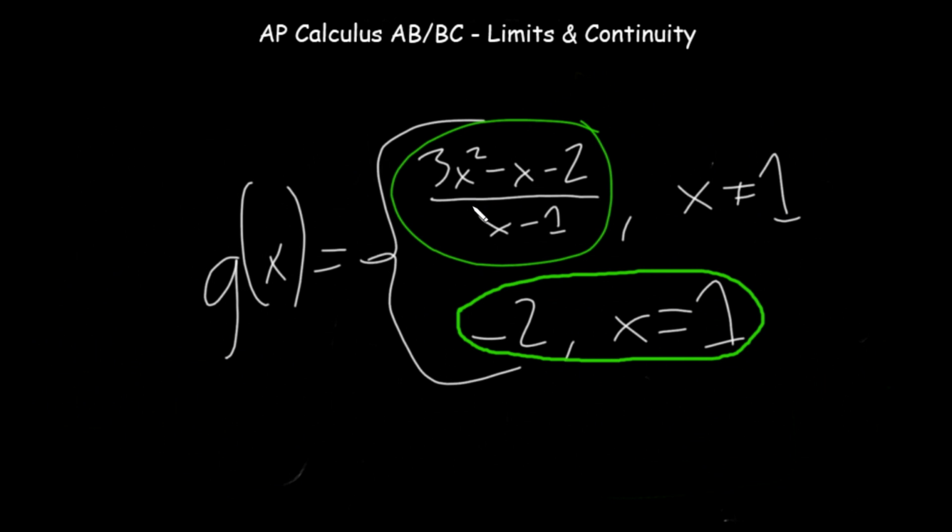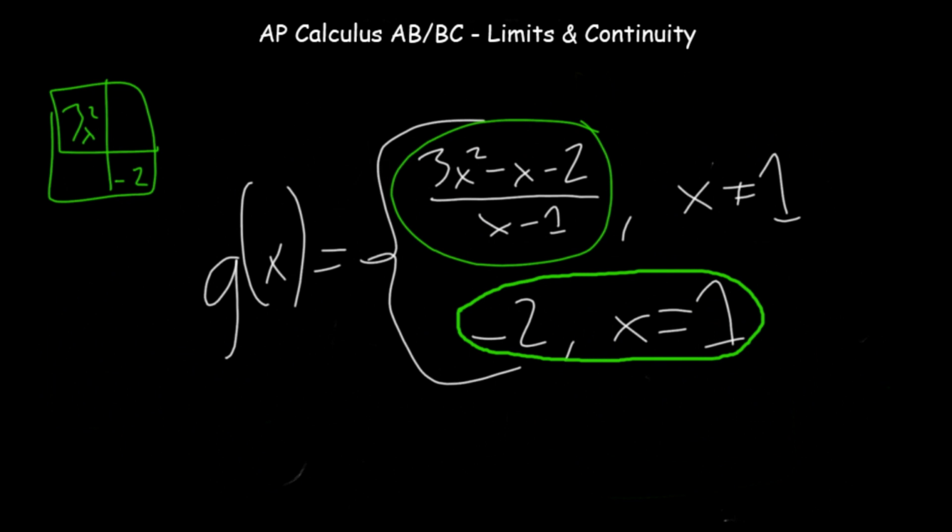So when you plug 1 in for x, you end up with 3 times 1 squared, which is just 3, minus 1, which is 2, minus 2, which is 0, so you end up with 0 over 0, undefined. So you have to factor this out. The reason why is because it's 0 over 0, and we don't want that. So, factor it out. Sorry, I'm drawing with my finger right now. My pen is dead.